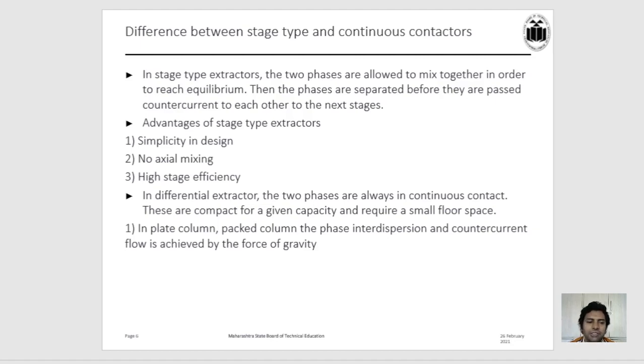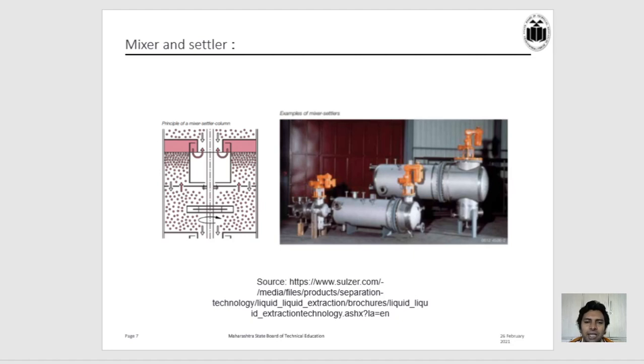In a plate column and packed column, the phase interdispersion and counter current flow is achieved by the force of gravity. So this is the diagram for mixer and settler. On the left side is the principle of the mixer settler column, and the right side is the actual, real example of a mixer settler.